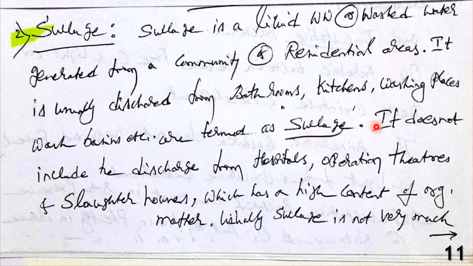Remember this word sewage. It does not include the discharge from hospitals, operation theaters, slaughterhouses, etc., which have a high content of organic matter. See, usually the sewage, which is washed water, we can dispose of through an open drainage system. But this toilet wastewater, we cannot pass through the open drainage. It is very difficult because it has its own smell or odor, nuisance.